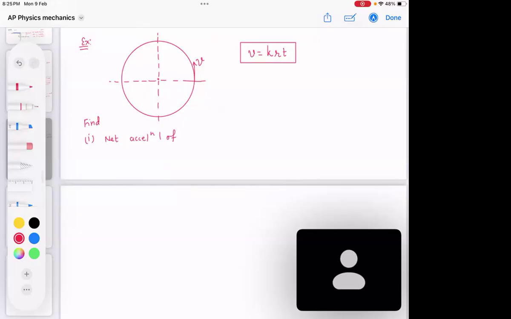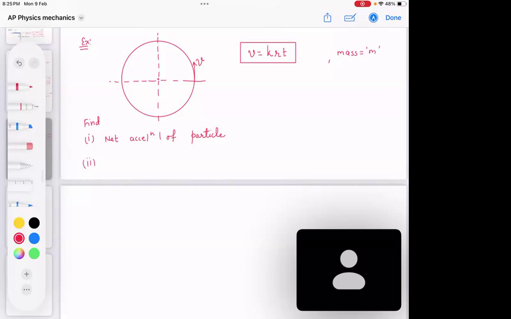Net acceleration of the particle, find it. Take the mass as m, because if I ask you the power, then I have to give you the mass also. The first thing to find is the net acceleration of the particle.